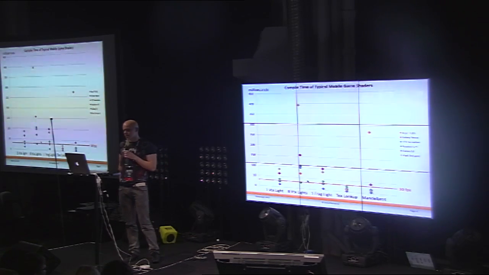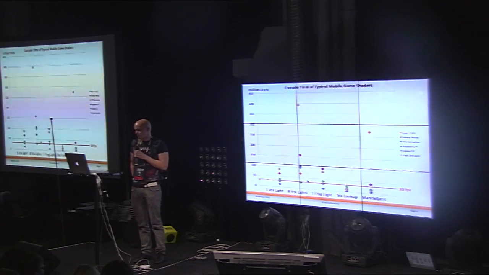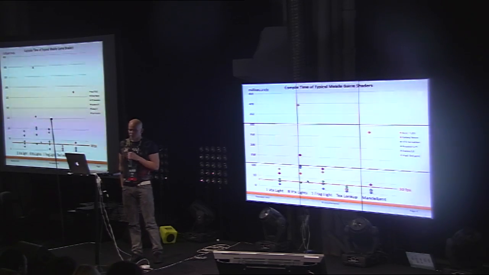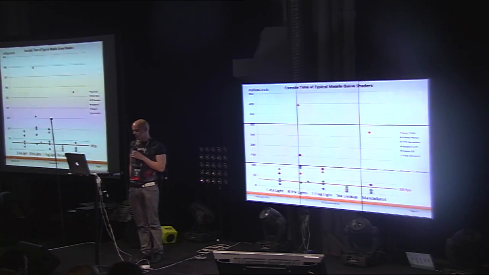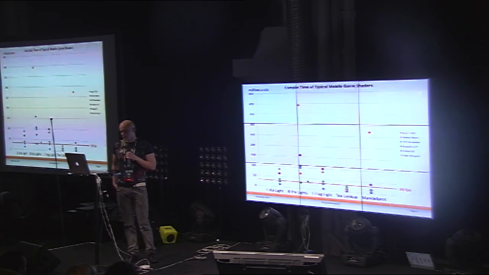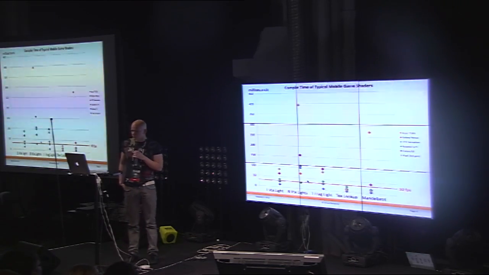And as you can see, the spread is quite high, so some implementations manage to compile all of the test shaders in less than 50 milliseconds. It's probably going to cost you something like 2 frames if you do that during rendering. And in some cases, for instance, the iPad takes 0.4 seconds to compile a reasonable size shader.